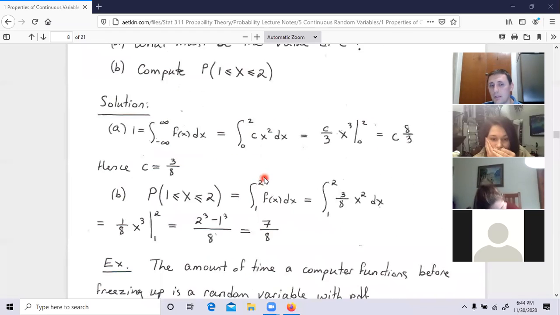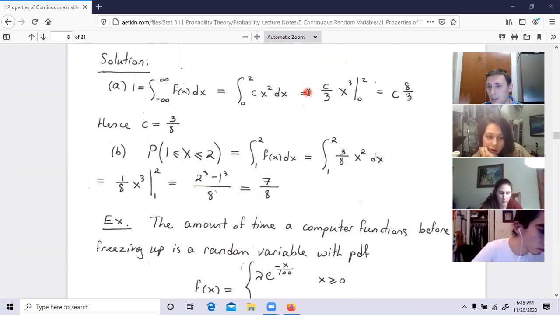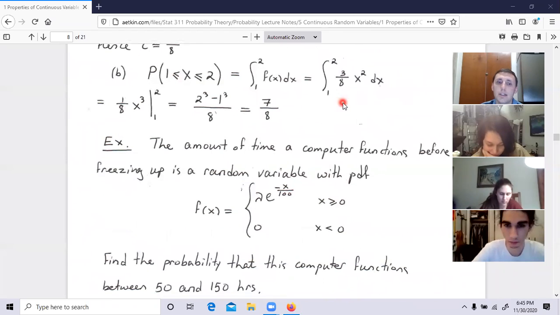I think it's too easy, so we'll do it together. The probability that x is between 1 and 2 is now the integral from 1 to 2 of 3 over 8 x squared dx. And when I carry out the integration, it's 7 over 8. Everybody understands? Yes? No questions. You understand why it was 1 for how I calculated c? I knew the probability must be 1, and then I know the area must equal 1.